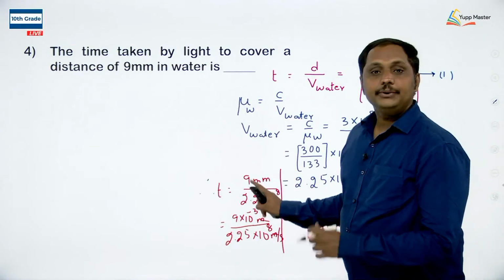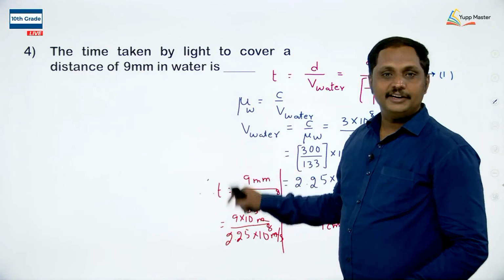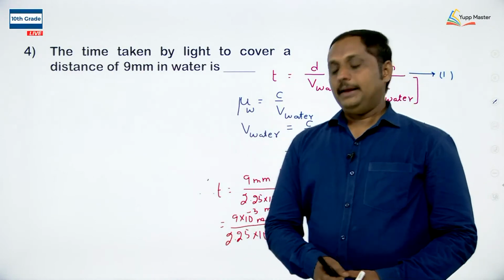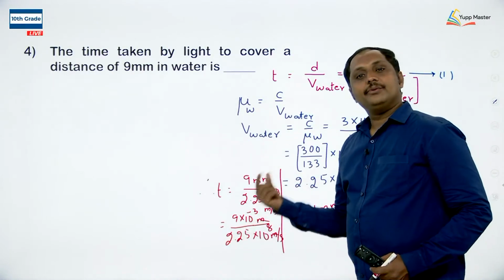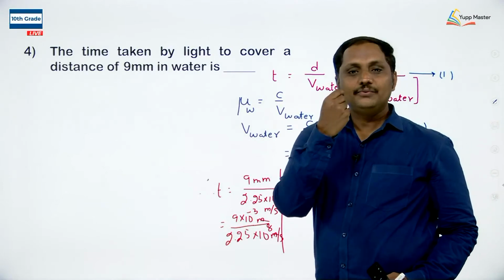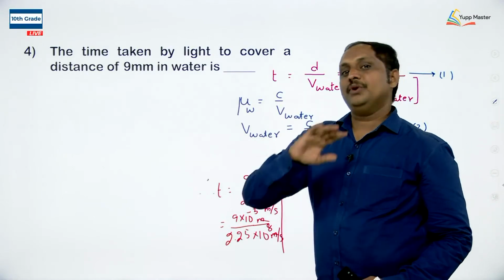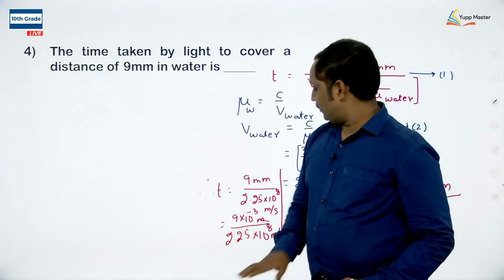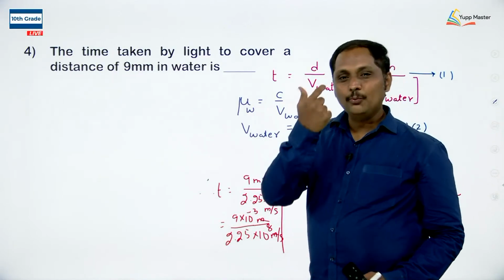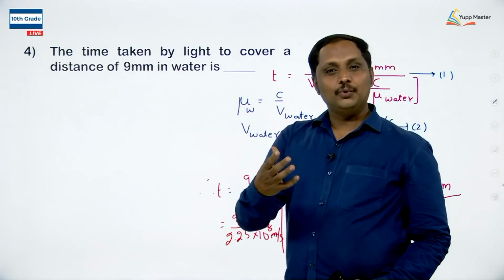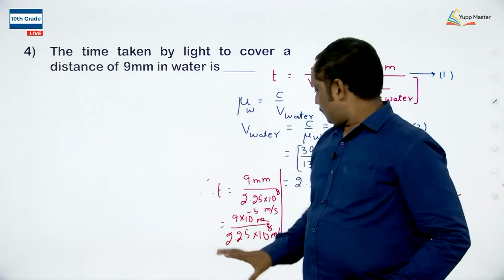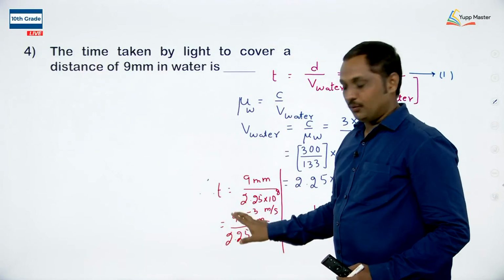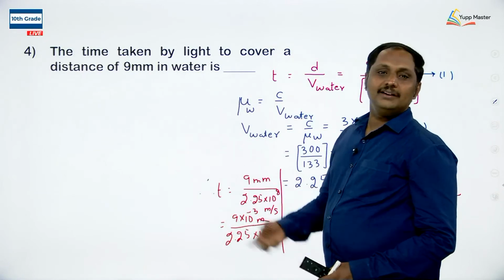So, 9 divided by 2.25. That fraction value indicates 2.25: 2 is the multiple, 2 fourths gives 8, and 0.25 multiplied by 4 gives 1. So, finally, if you take the ratio of 9 by 2.25, you will get 4.